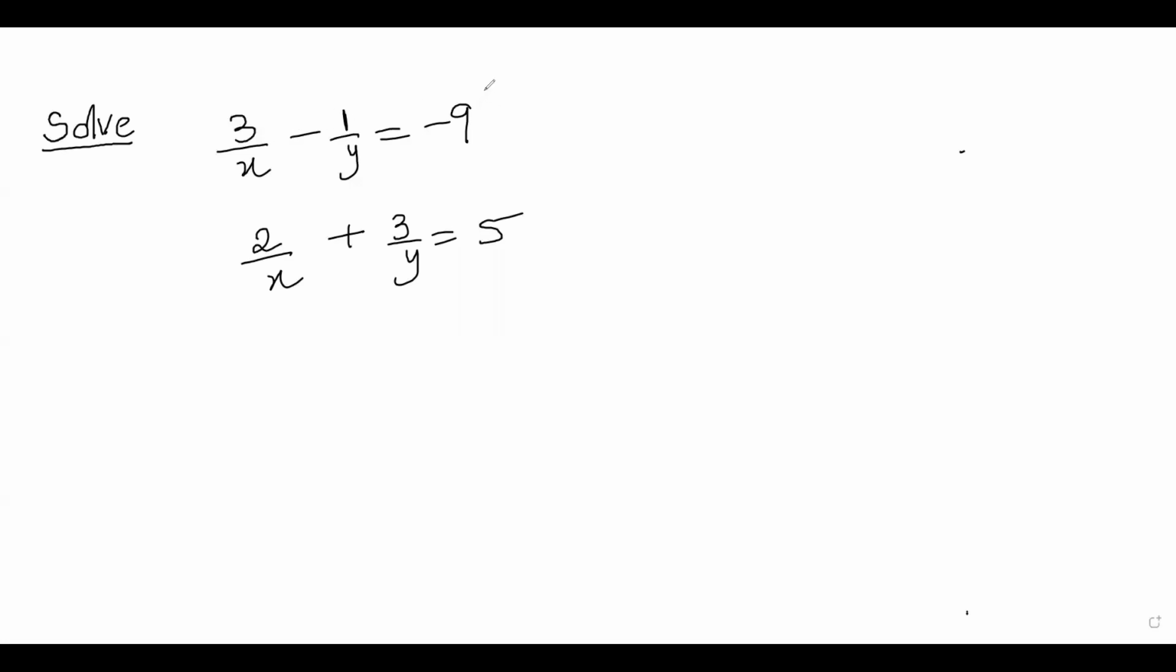So he is asking us to solve these two equations. Now the variable is in the denominator. Generally we have variable in the numerator. We have equations where variable is in the numerator, but in this case the variable itself is in the denominator. You cannot take LCM over here. Don't take LCM. If you take LCM, what happens? You will get 3y minus x by xy. It becomes more complicated when you have xy.